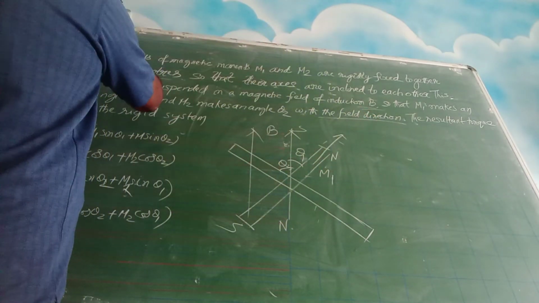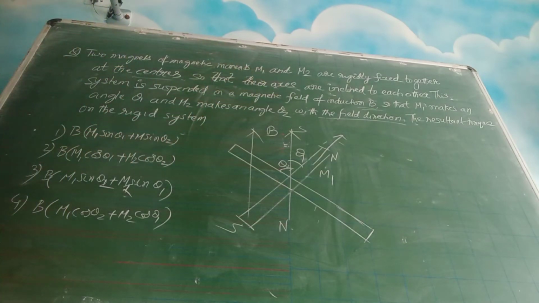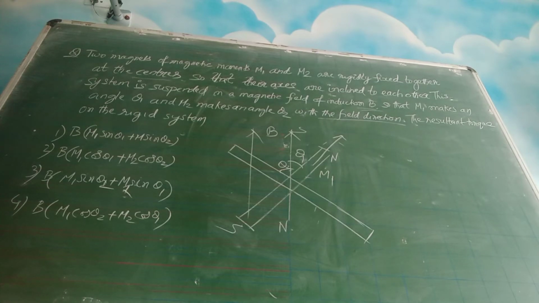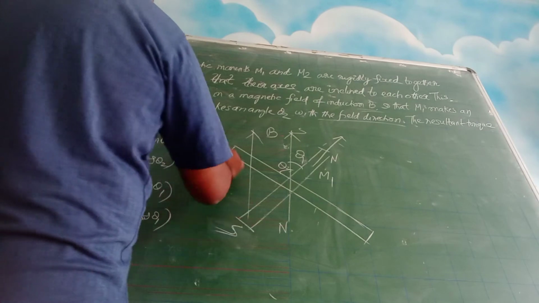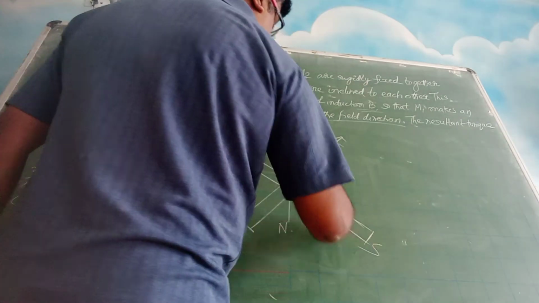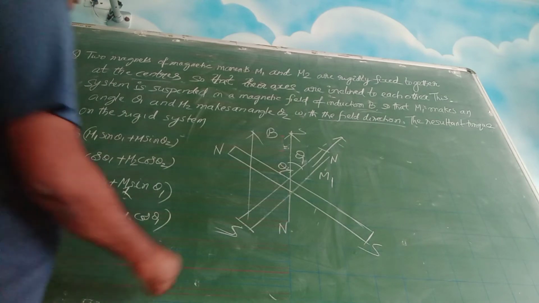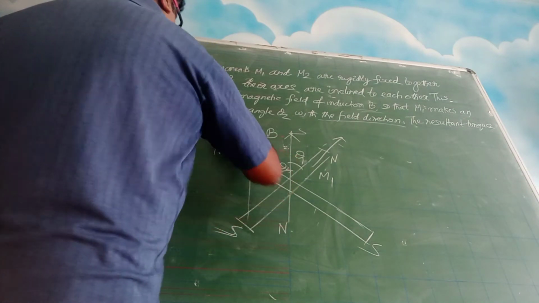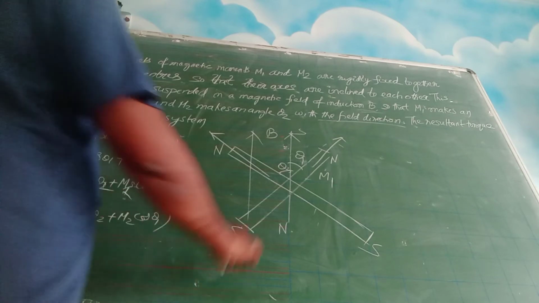They are rigidly fixed together at the center so that their axes are inclined to each other. This system is suspended in a magnetic field of induction B so that m1 makes an angle theta 1 and m2 makes an angle theta 2 with the field direction. So if this is south and this is north, I will take this as north and this is south. I have taken the direction like this.